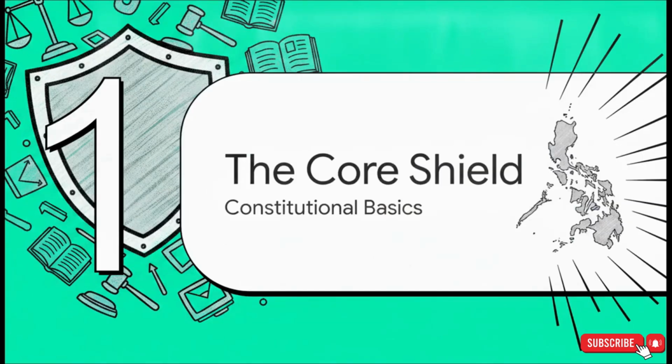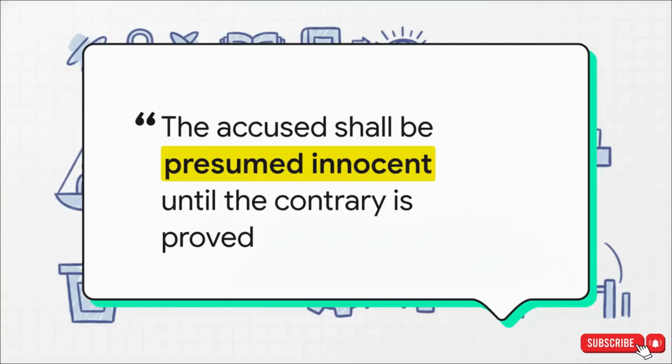Part 1. The core constitutional shield. So, Article 3, Section 14, Paragraph 2 of the 1987 Constitution is literally your baseline. It states, "In all criminal prosecutions, the accused shall be presumed innocent until the contrary is proved." This guarantee of due process and the presumption of innocence is the absolute foundation of criminal law.